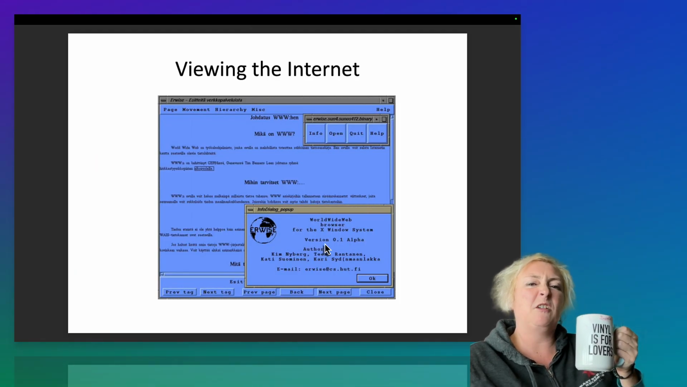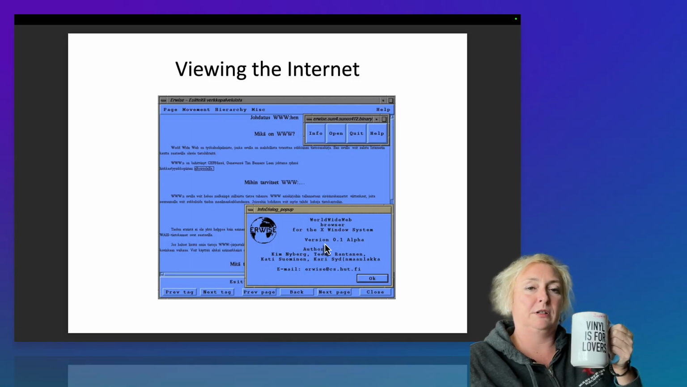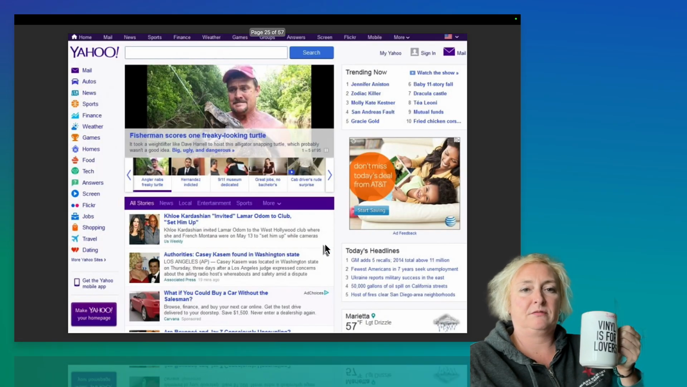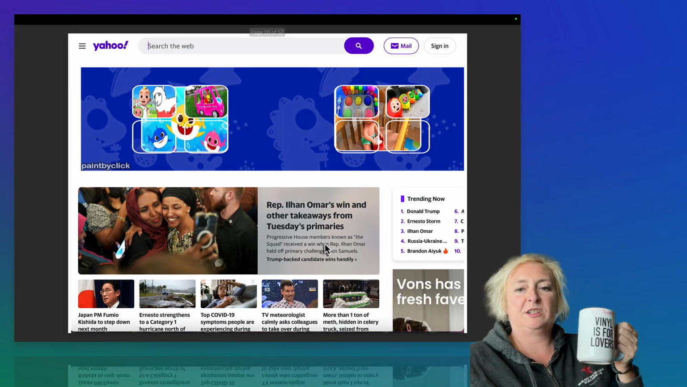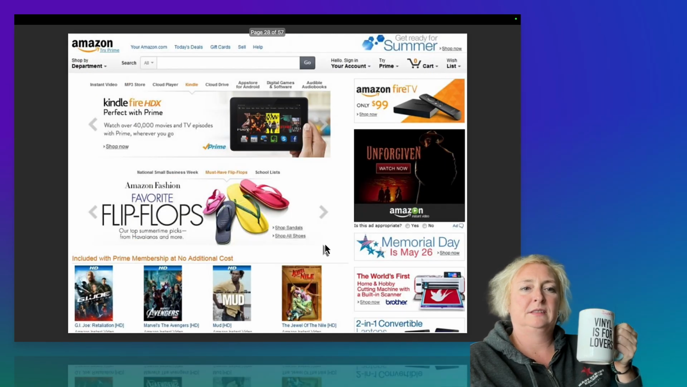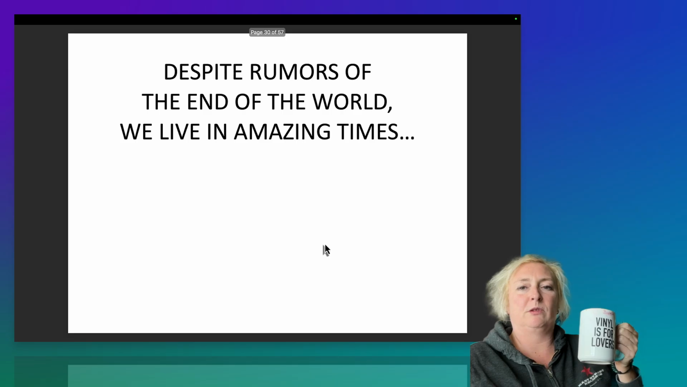This is what the internet used to look like. It was all text, and it was hard to read, and it was a really rudimentary GUI. We called them graphic user interfaces. Here's the old school Yahoo. Here's a newer version. I guess we're kind of still on there. Here's the old Amazon. Here's a newer version. Here's an even newer version.